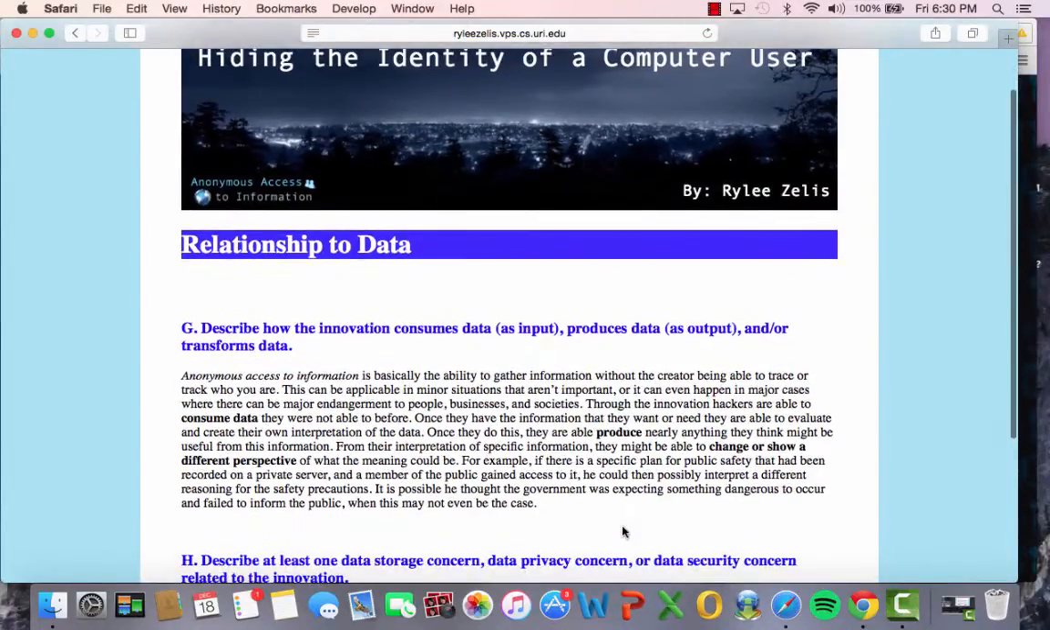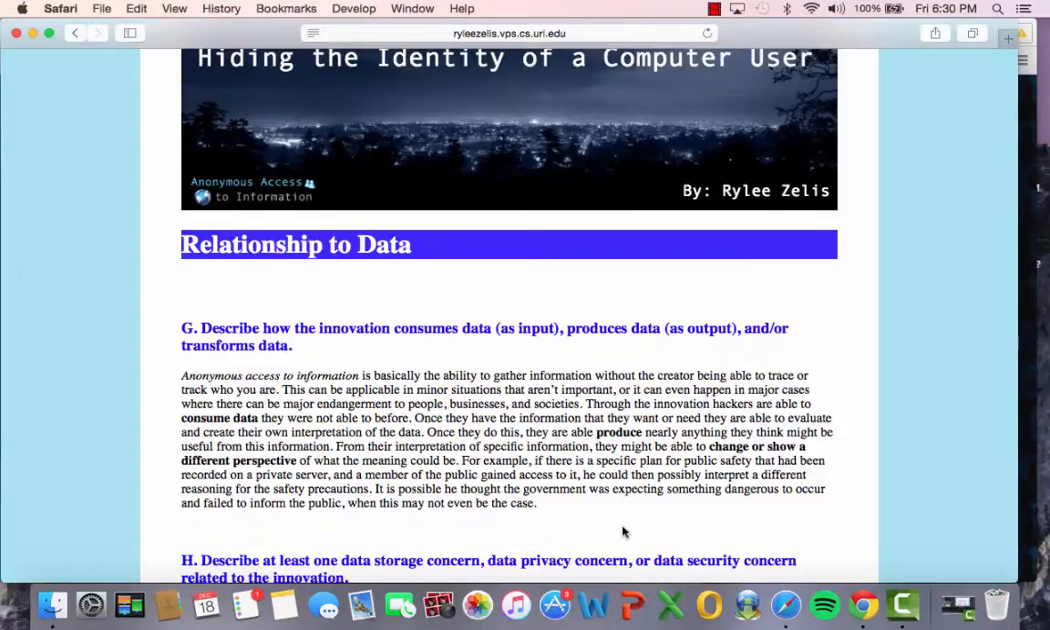This page is about relationship to data. For the first part of this, G, I had to describe the innovation consumes data as input, produces data as output, and/or transforms data. I had a little bit of trouble answering this question. However, I did some research and came up with an answer.